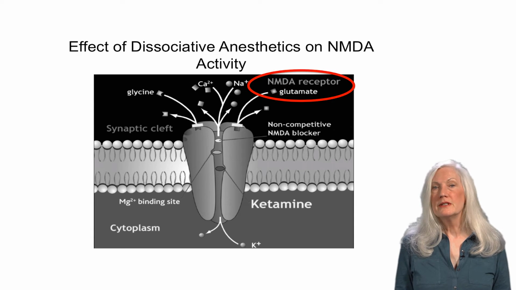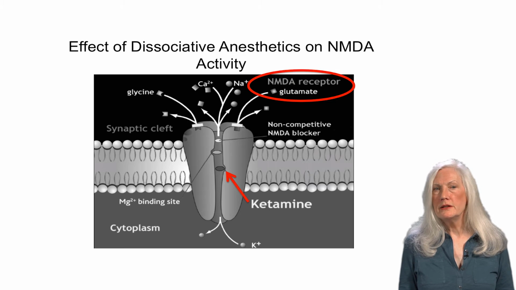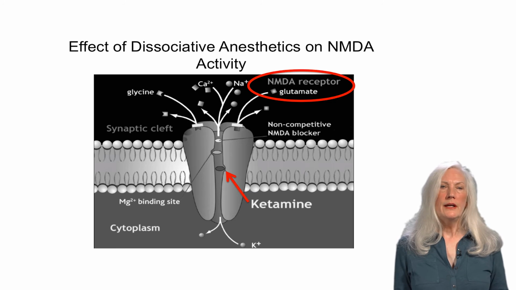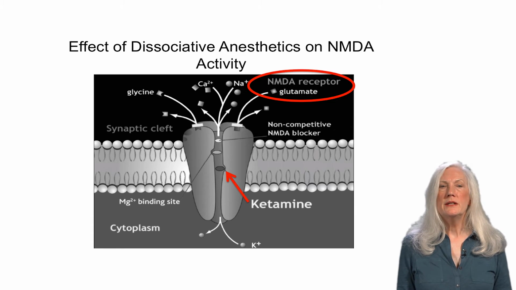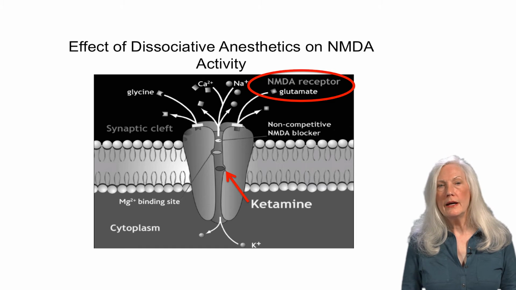NMDA is actually the synthetic analog of glutamate that was used to characterize this channel. The inhibition of NMDA channel activity by ketamine is a non-competitive action. That is, ketamine doesn't bind to the glutamate binding site. Instead, it binds inside the channel, blocking the flow of ions.